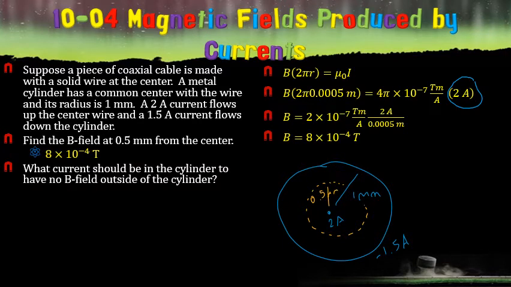What should the current be in the cylinder to have no magnetic field outside the cylinder? Well, if we look up here at the first equation, if I want B to be 0, either the radius has to be 0. Well, that's not going to happen because I want some distance outside the cylinder, so there'll be some radius. The mu 0 is a constant, so I need I to be 0. So the center wire has 2 amps. That means the outside cylinder must have a negative 2 amps to get my 0 total amps of current.